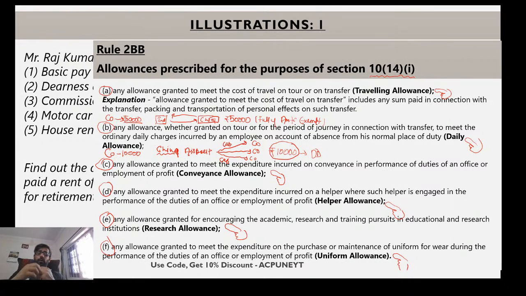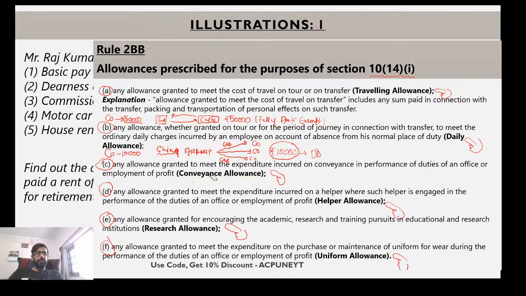Okay. So what is conveyance allowance? Conveyance allowances are basically given for travel within India. If you're traveling in India, then you will get conveyance allowances. So let's suppose your company is located in Mumbai, and you're working from Mumbai. Let's suppose you are working in MRF company.